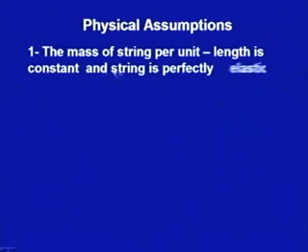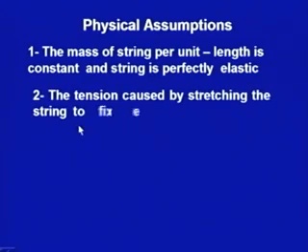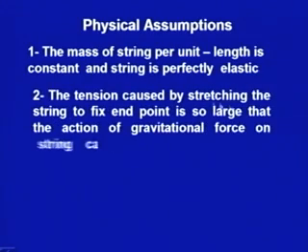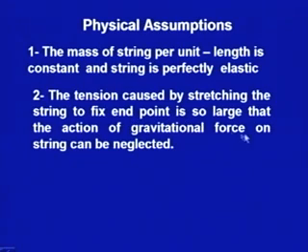First is that the mass of the string per unit length is constant and the string is perfectly elastic. What we are assuming is that the string is homogeneous and it is perfectly elastic, meaning it comes back to the original position. The second is that the tension caused by stretching the string to fixed end points is so large that the action of the gravitational force on the string can be neglected.